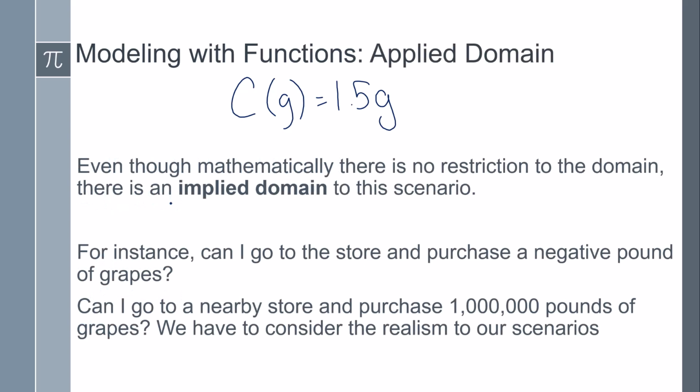Now, even though mathematically there's no restriction to the domain, there is an implied domain to this scenario. The implied domain is a domain that just naturally exists because if you logically think about it, it wouldn't make sense otherwise. For this instance, can I go to the store and purchase a negative pound of grapes? No. So G couldn't be any negative number. Can I go to a nearby store and purchase 1,000,000 pounds of grapes? No, no one has 1,000,000 pounds of grapes on hand. So we have to consider the realism of our scenarios.